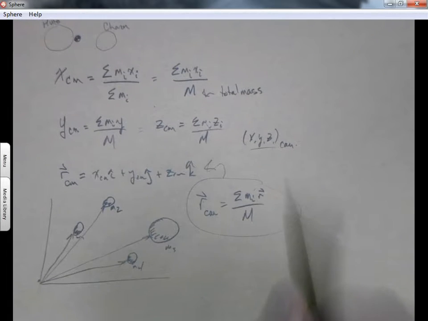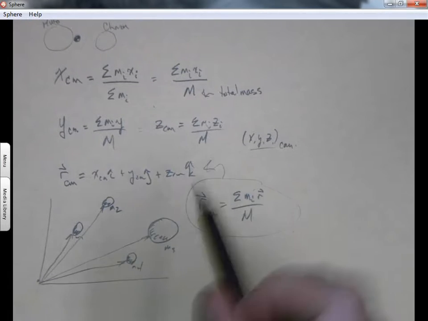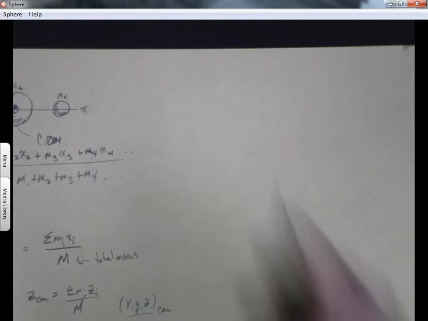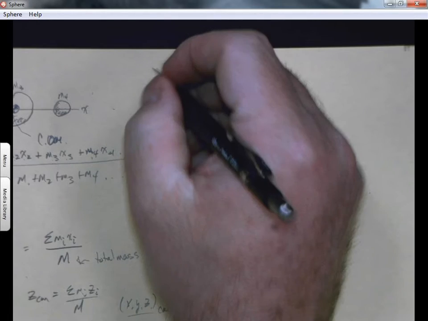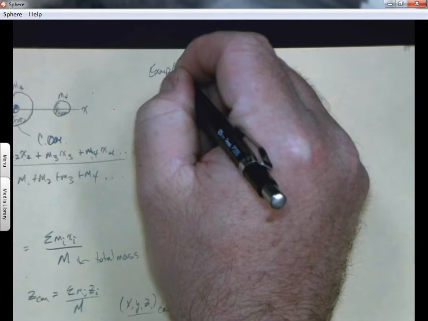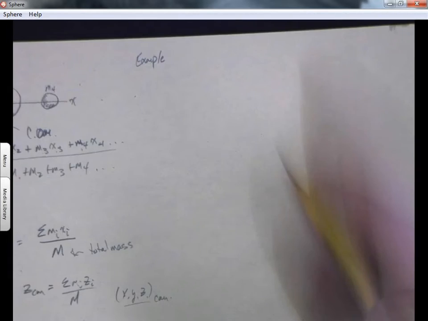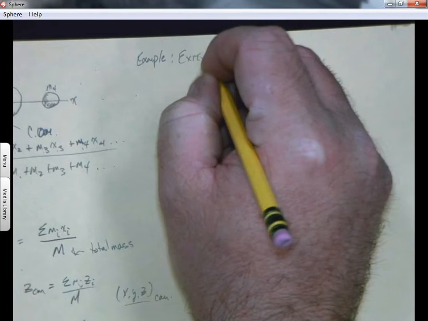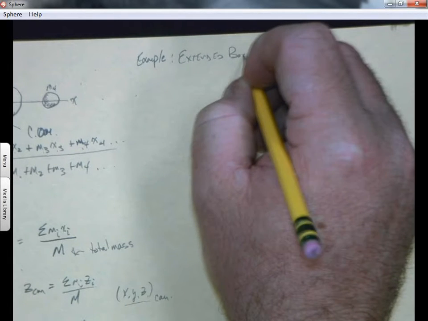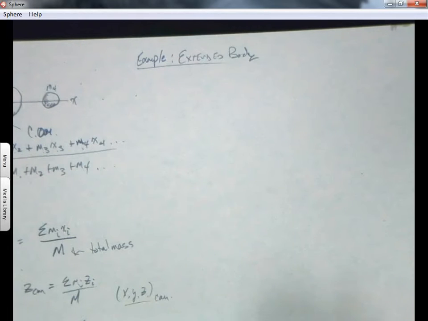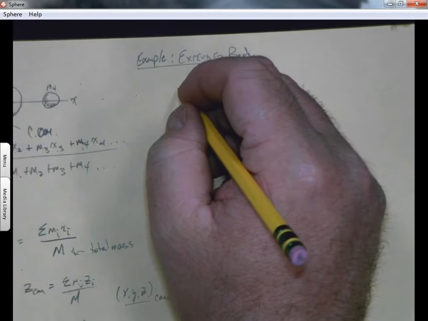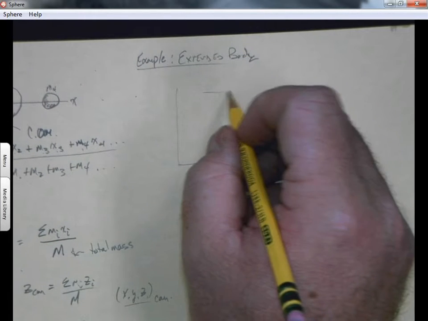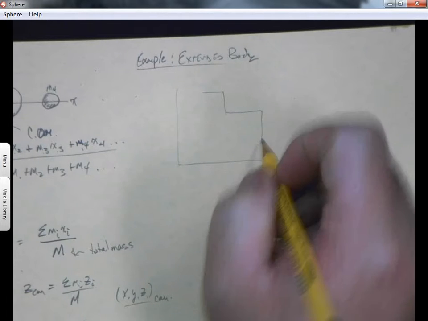Okay, so we can use these equations if we have discrete particles, or something we can represent as a sum, if we have a whole bunch of different pieces to it. So I'm going to give you an example of an extended body. Let's say we've got something that looks kind of like this L-shaped rectangular piece.